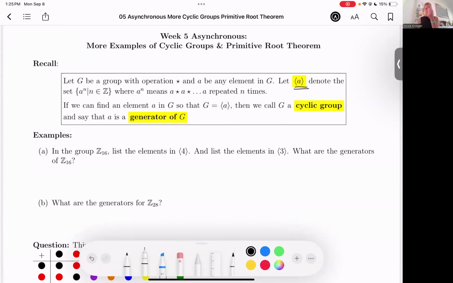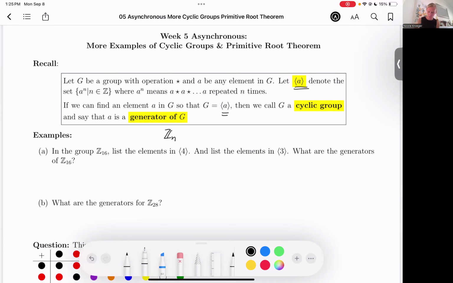And we say that a group is a cyclic group if we can find some element that when we look at the set generated by that element, we get the entire group itself back. So what we saw in class was that all of the groups Zn are cyclic groups because we could always find a generator. And let's just do a little bit of practice with that.